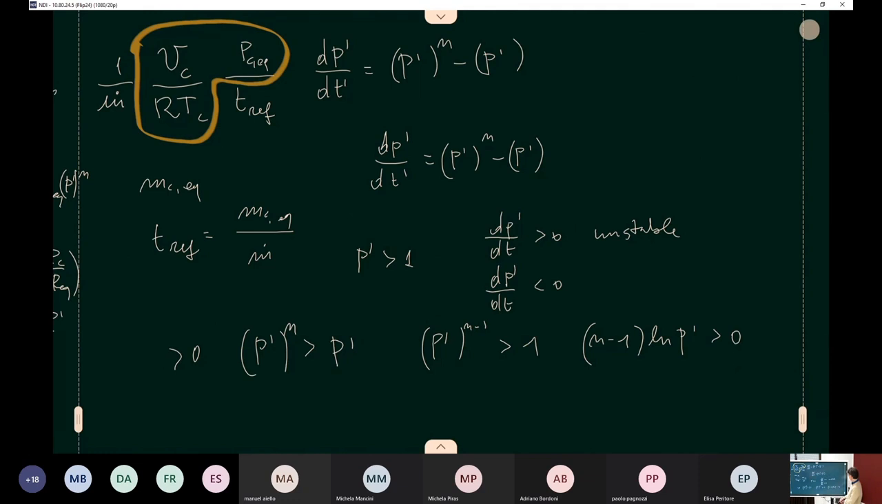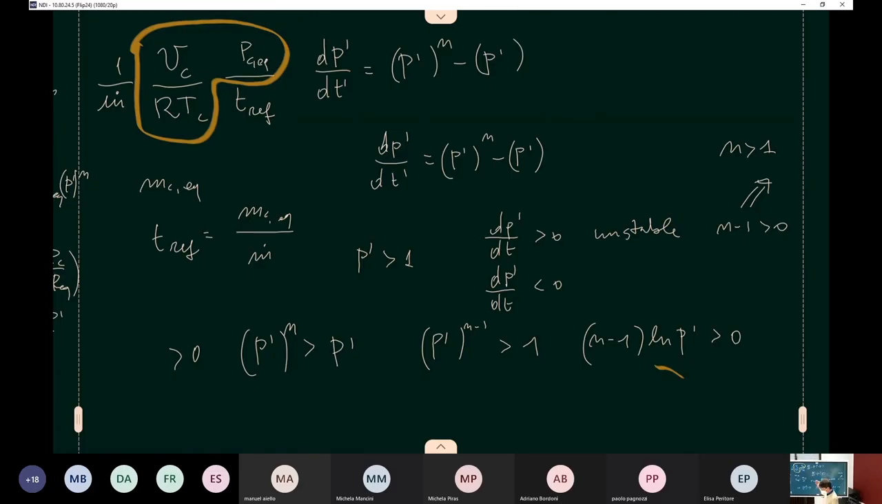Taking the logarithm on both sides, which is an increasing function, we can be sure that the inequality can be analyzed this way, and we have n minus 1 times the logarithm of P prime greater than 0. So this is always a positive quantity, and so the condition for being unstable is that n minus 1 should be greater than 0, which means n greater than 1. So if the combustion index is greater than 1, we have unstable behavior. On the opposite side, if we have n less than 1, this right-hand side is negative, and so we are going towards a stable condition.